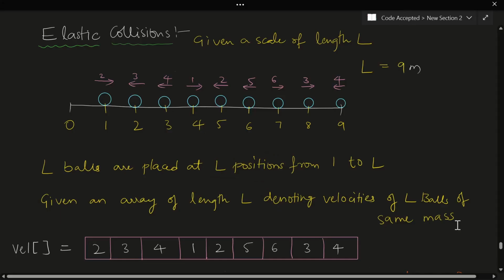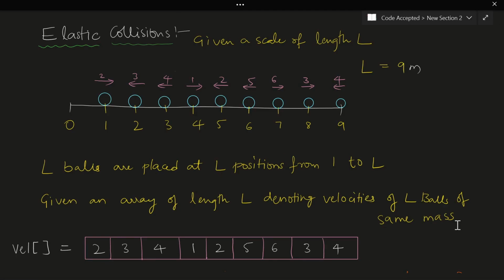Today we are going to discuss an interesting problem that I came across in a coding round of a company. The problem is called elastic collisions. I could not find it anywhere online and on any platform. So let's jump right into it.